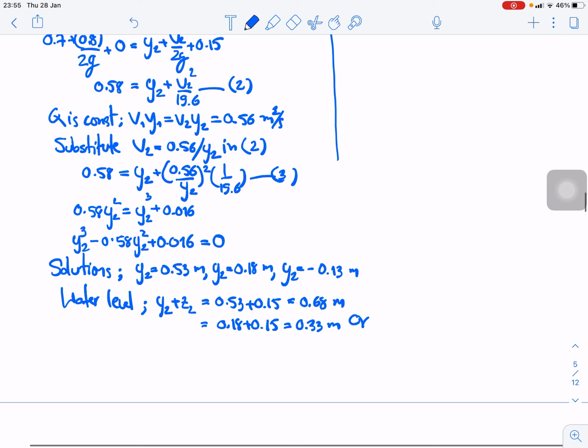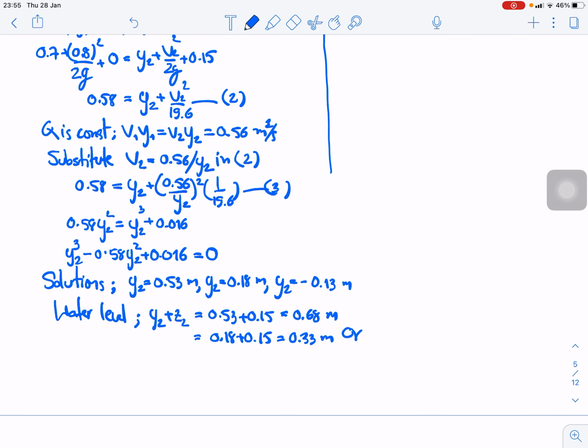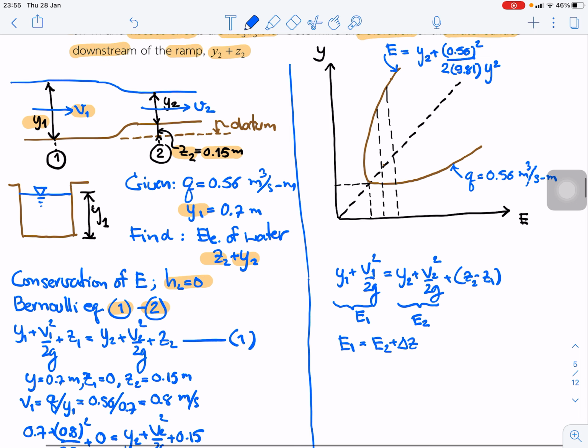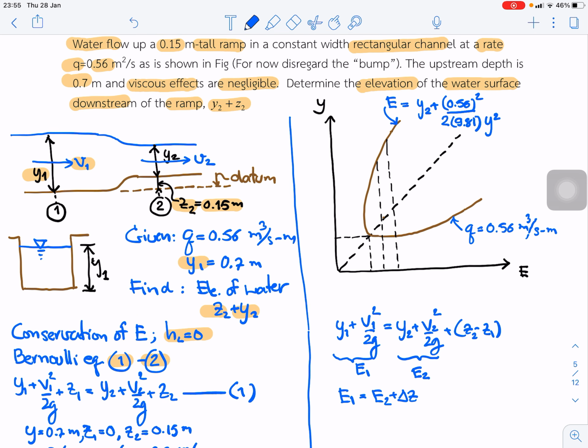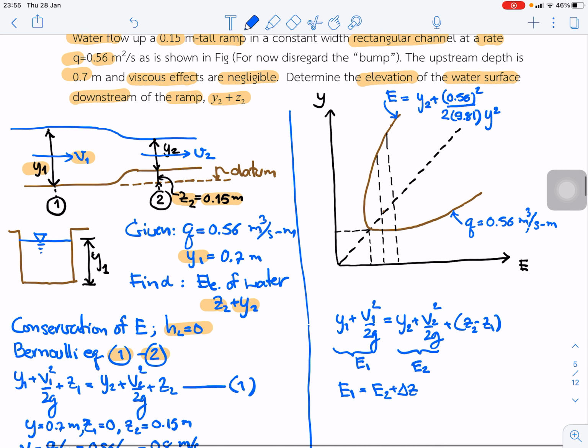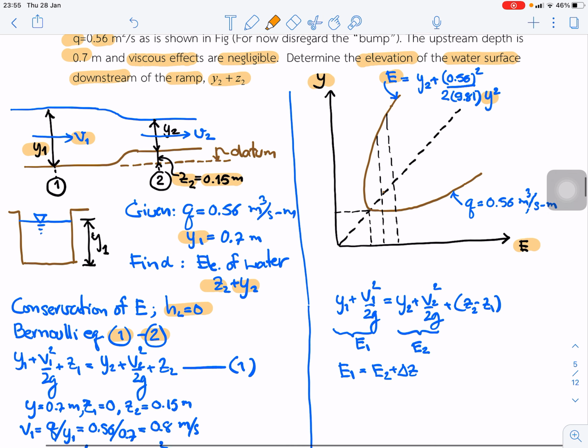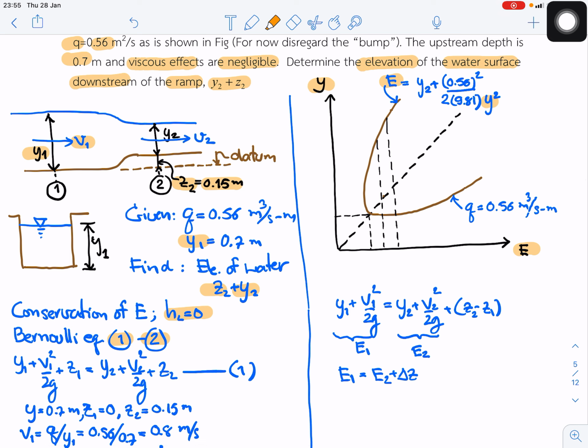So from equation 3, we can write the curve. Or we can write from this equation. Okay, we can write the equation between E and y. And based on this, we can find what is the yc.